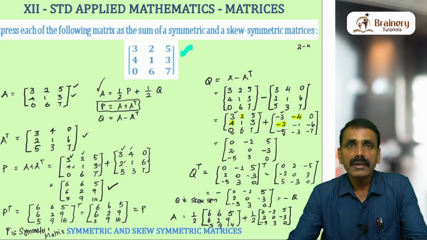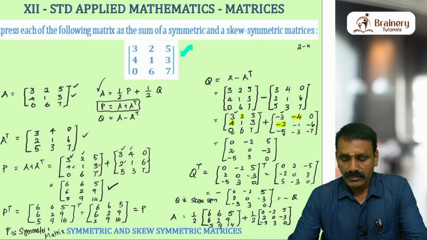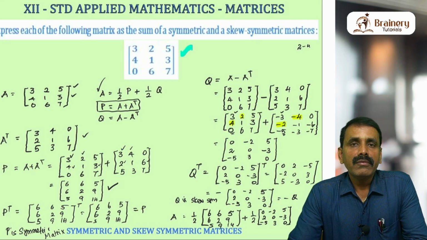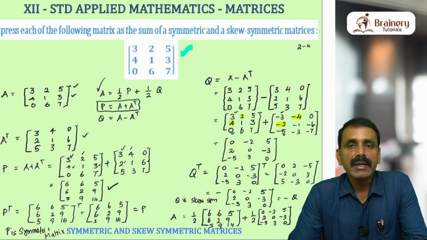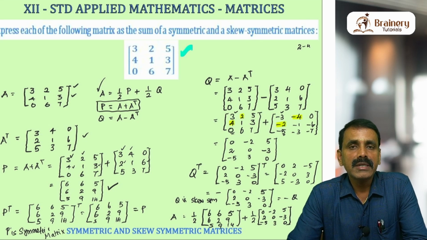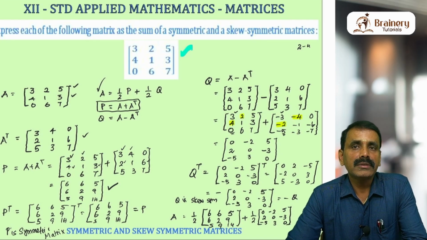Thus, we have written a square matrix as the sum of symmetric and skew symmetric matrices. So, in this session, we have derived certain properties of symmetric and skew symmetric matrices, and we have written any square matrix in terms of symmetric and skew symmetric matrices. Okay. Thank you, children. We will meet in another session of applied mathematics. Thank you.